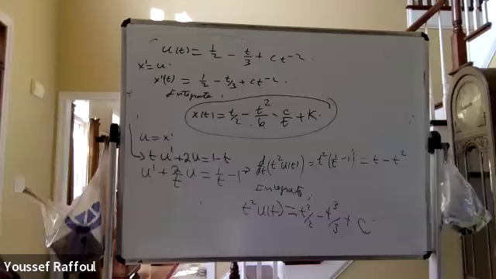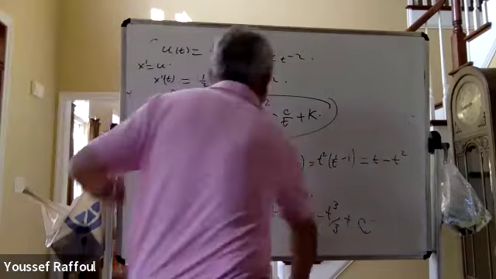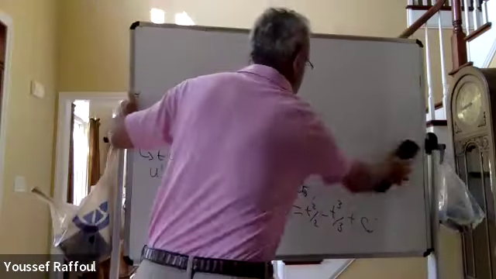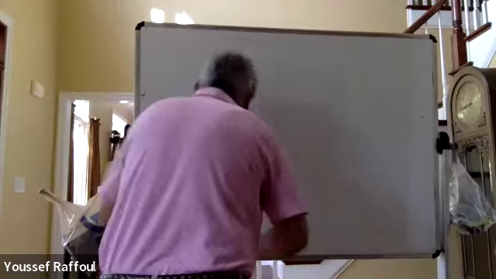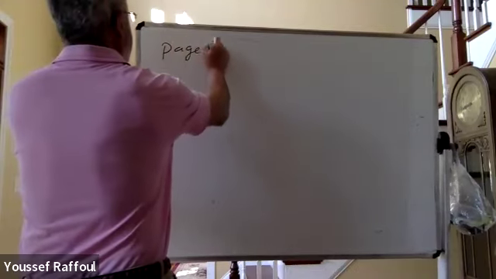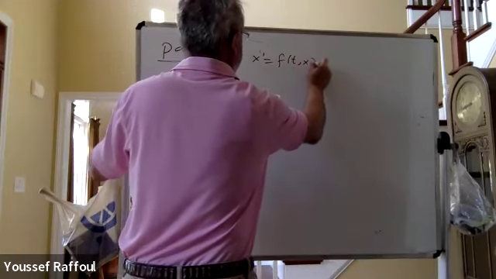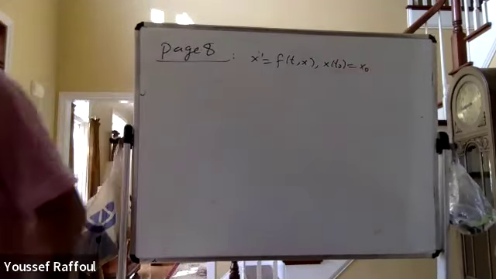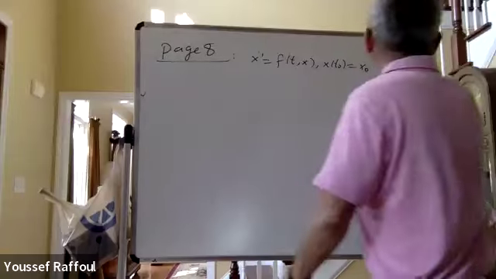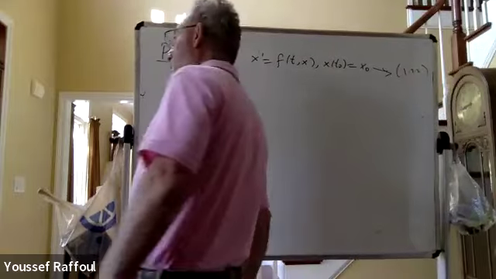Well, I want to go back and pick up a few things so you can do all the homework. So I'm going to go back to page 8. So this is page 8. So we're going to take a look at x prime equals f(t, x), x(t naught) equal x naught. And we're going to call this 1.22.